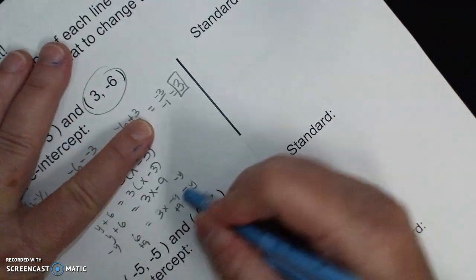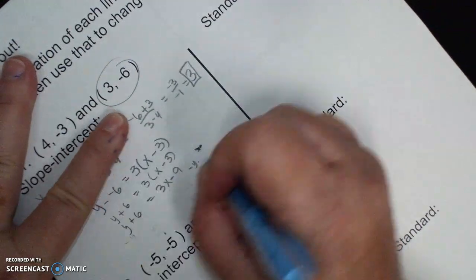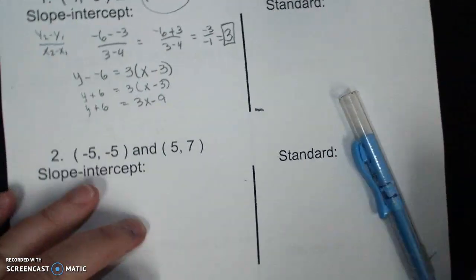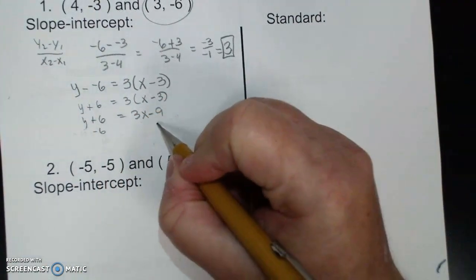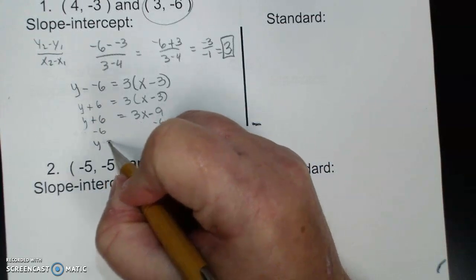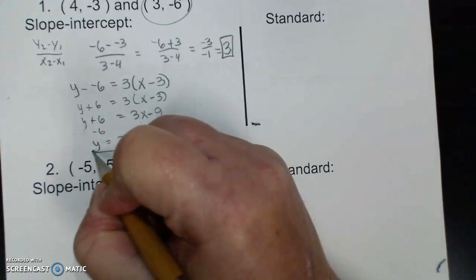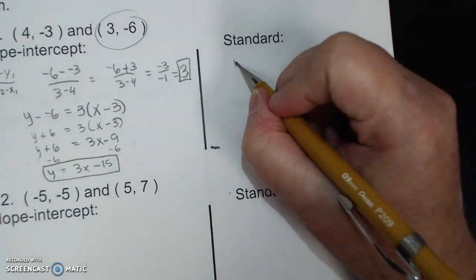From here, I started point slope, and it wants me to end up on this side as slope intercept. So -6 minus 6. Y equals 3x minus 15. There's my slope intercept. Okay, from slope intercept, I'm going to go to standard.